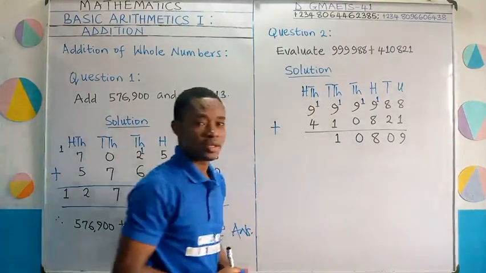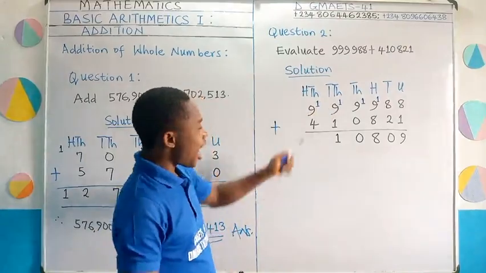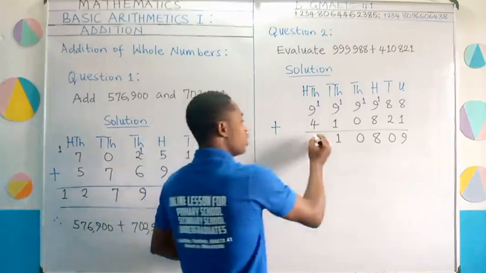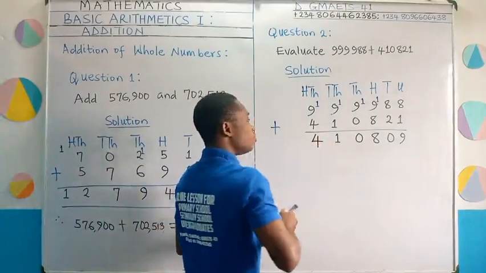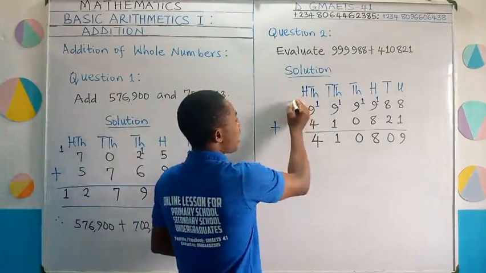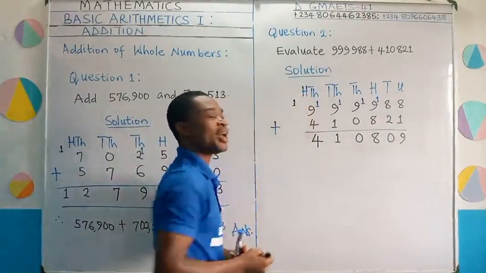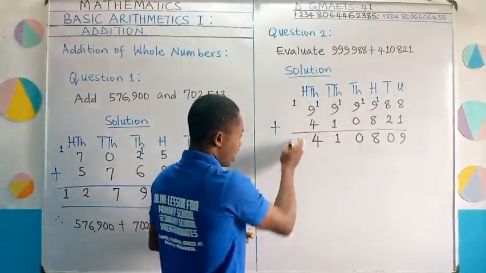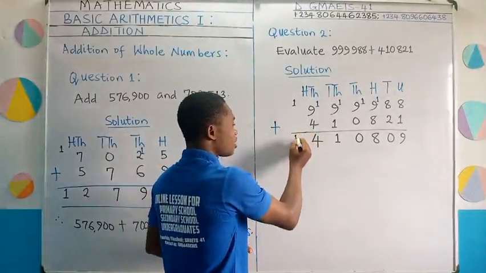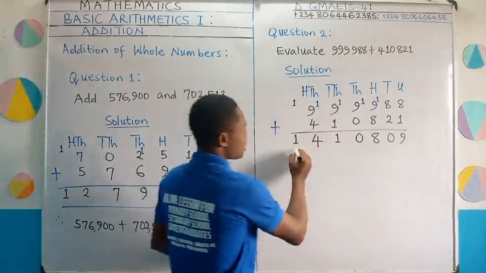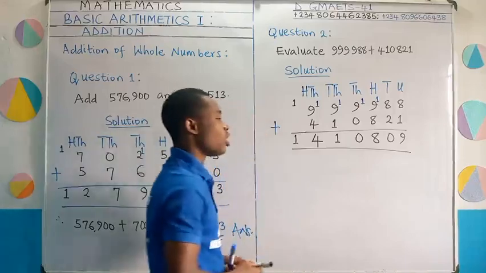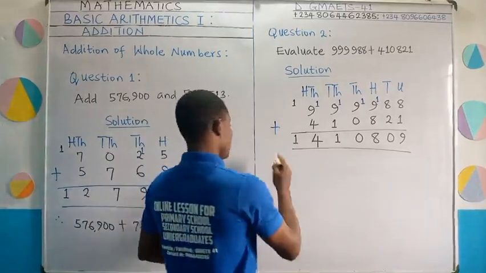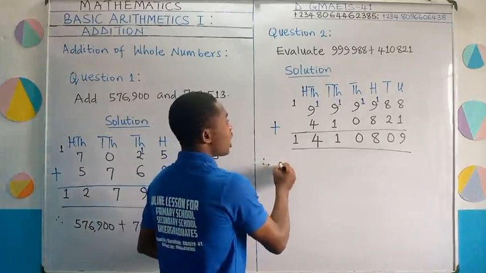Move 1 to this hundreds of thousands. Adding this to 9, you get 10. 10 plus 4 is equal to 14. That 14, you record 4, and then you move 1 again to the next higher place value, which of course is an invisible million place value. Then I am going to bring down that 1 directly because there's nothing to add it up to. And this is my answer, 1,410,809.